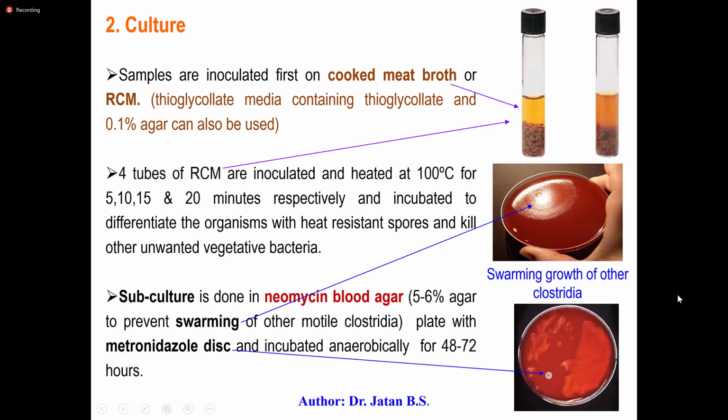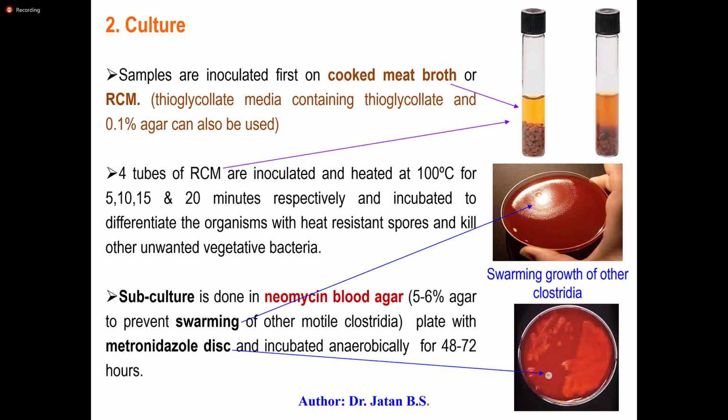Okay, did you understand this slide? Yes, sir. Sure, sir. Yes, sir. Can I move on to the next slide?